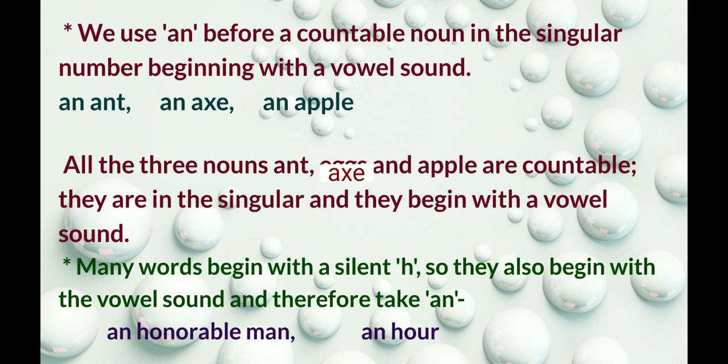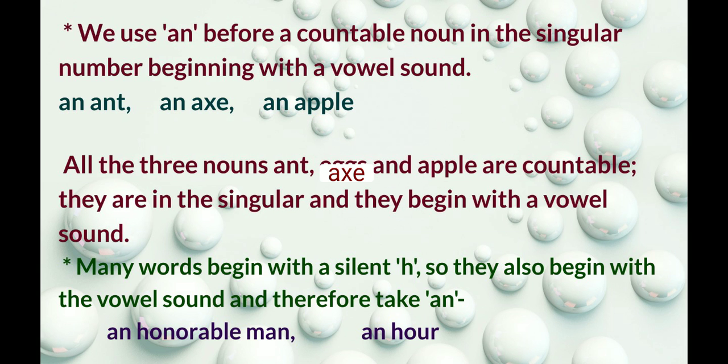Now students, you may have observed that many words begin with a silent H. So they begin with the vowel sound and therefore take an, like honorable. See, this word is starting with H. If we will pronounce the H, then the word will sound like this, honorable. But here we don't use the sound of H. We make it silent. Okay, so the word will be pronounced like onorable, which is a vowel sound, right? So we use an before this.